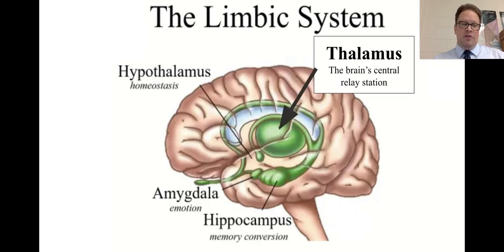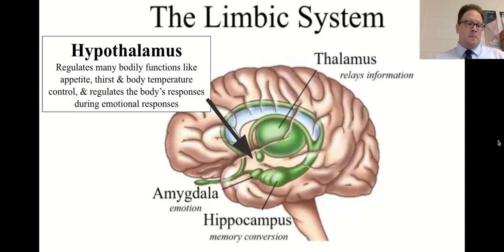Now, the thalamus is the brain's central relay station. So nearly all sensory and motor messages are going to go into and out of the brain through the thalamus, which again is located between the cerebral cortex and the midbrain. So that's where that's located. Now, the hypothalamus regulates many bodily functions, including appetite, thirst, body temperature control, and also regulates the body's responses during emotional responses.